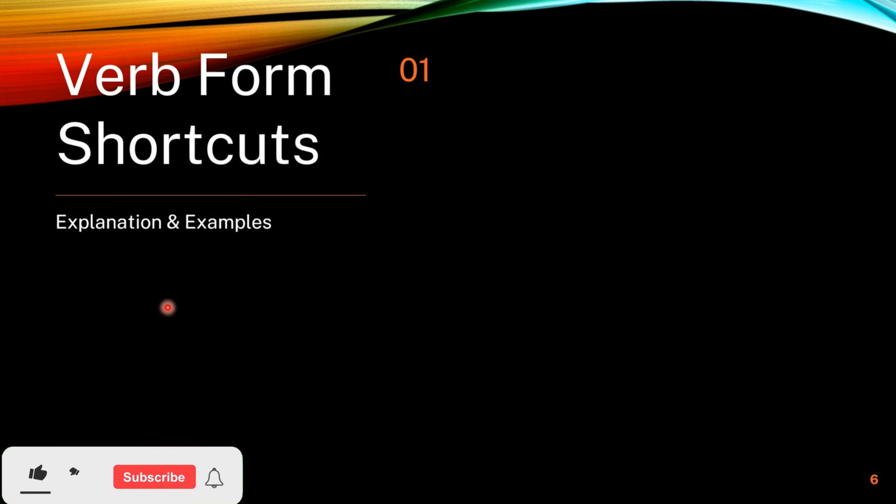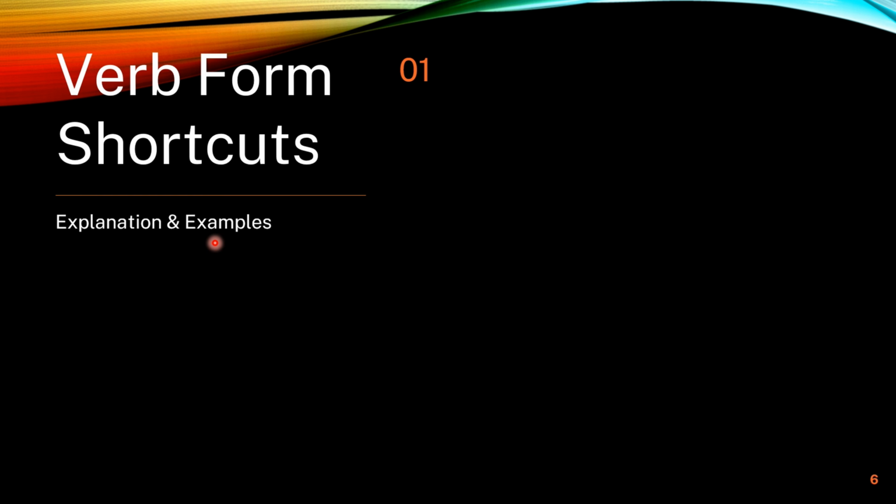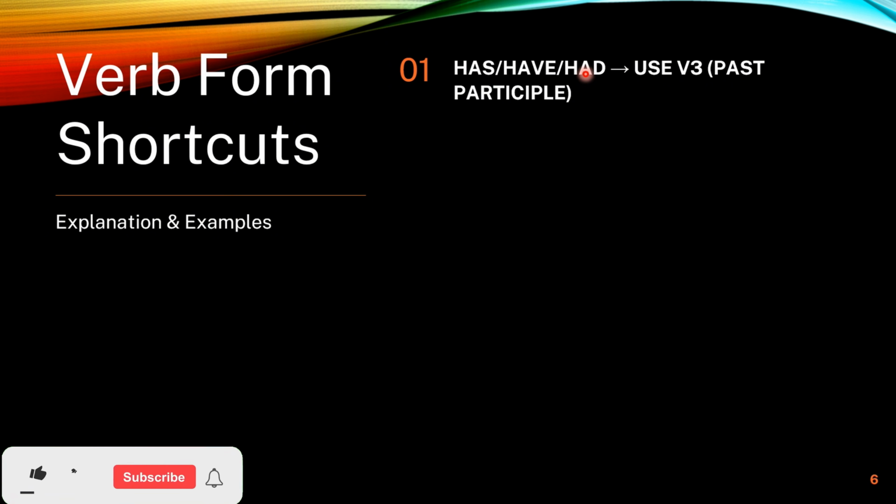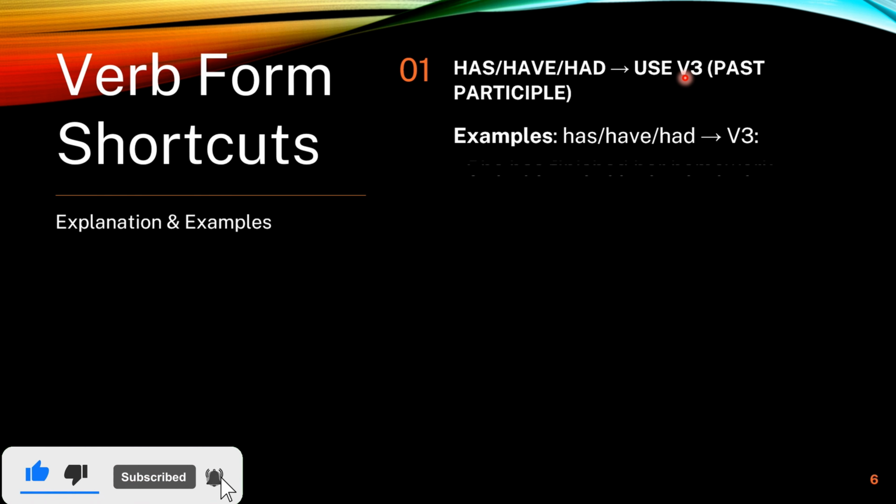Next topic, I'm having verb form shortcuts. I'm going to explain it to you first. Also, we'll be getting that understanding with the help of examples. So the first subheading in our verb form shortcuts: has, have, had. Always use the third form of the verb. How? Let's understand with examples.